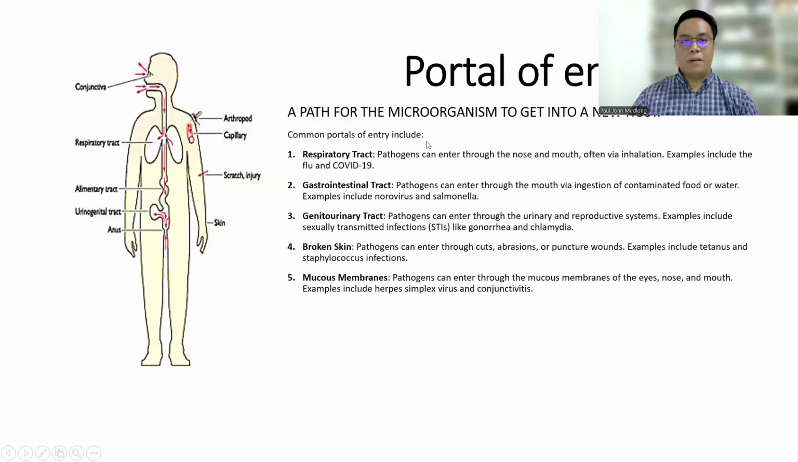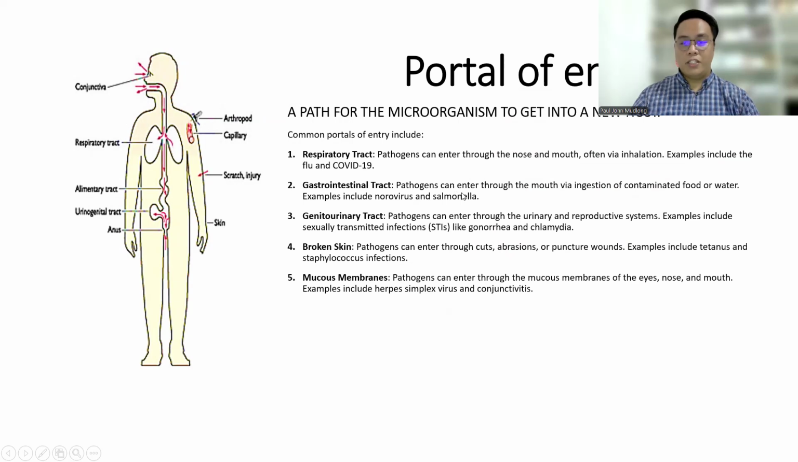Portal of entry: a path for the microorganism to get into a new host. These are the common portals of entry. First, the respiratory tract, as we all know with COVID. Pathogens can enter through the nose and mouth, often via inhalation. Examples include the flu and COVID-19. Gastrointestinal tract: pathogens can enter through the mouth via ingestion of contaminated food or water. Examples include norovirus and salmonella.